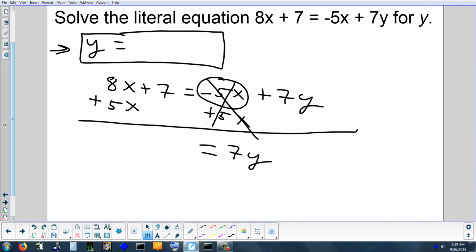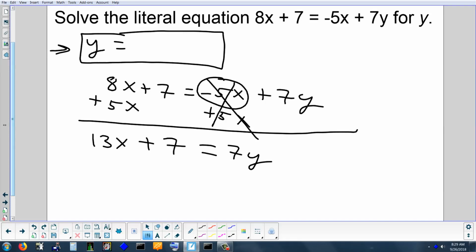Now, Ryan, I've got 8x plus 5x. If I add 8 and 5, what does that give me? 13. And we just have to remember what was with them originally. It's not just a 13, but a 13x. Yep. So 13x plus 7, didn't do anything to it.